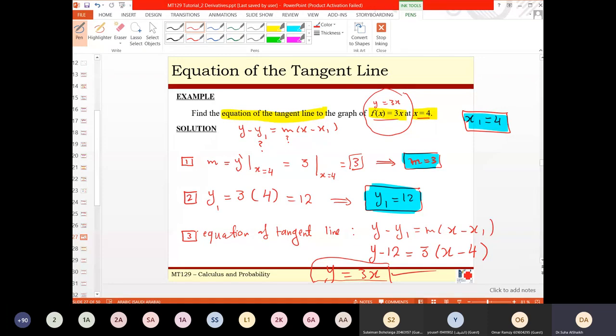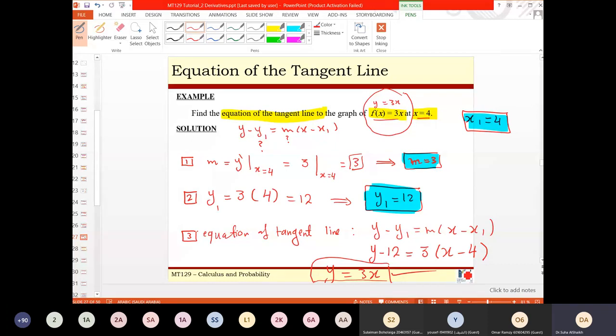Yeah. You got it? So this is the equation of the tangent line. They can give me a curve and ask about the slope. They can give me the curve asking about the slope and the tangent line equation. Or they may give me the curve and ask for the tangent line equation.